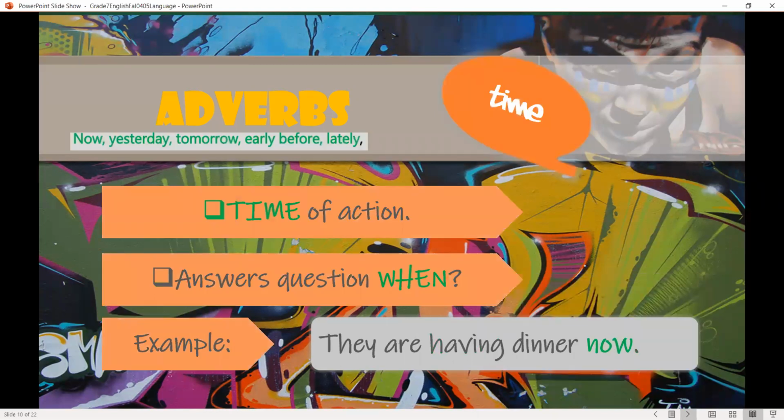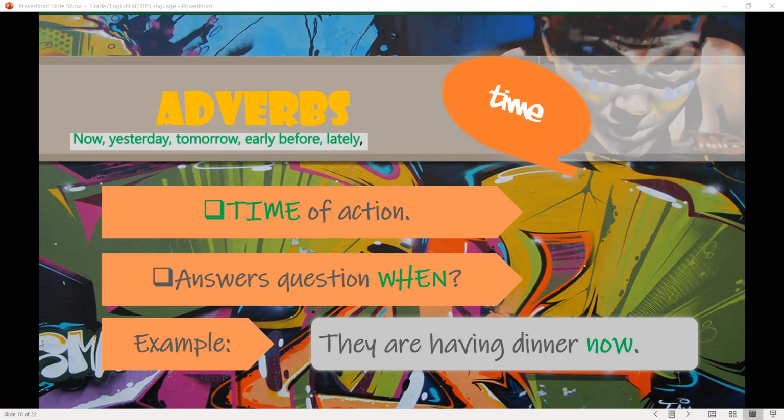We have adverbs of time. All right, and I've got a few examples at the top there for you. I've got now, yesterday, tomorrow, early, before, lately. Okay, and they are all adverbs of time. They're telling us when something happened.